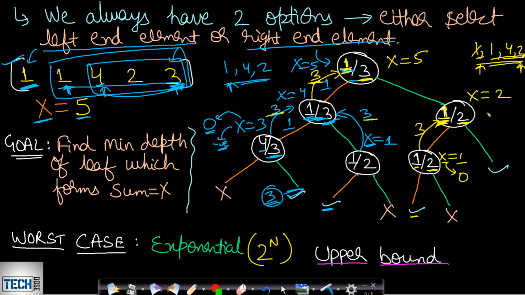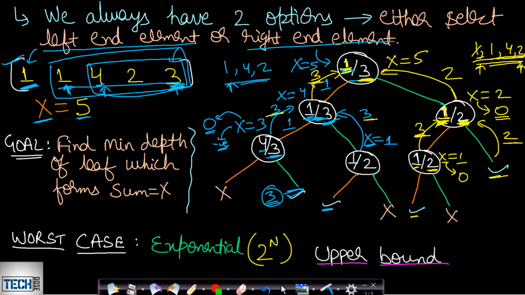Okay. So our array is 1, 1, 4, 2. Now if we select this 2, then our x value will again reduce to 0. So it is possible, and here the sequence length is only 2. We selected 3 and we now selected 2. So this will be returning 2 here, and we will be taking the minimum of 3 comma 2. So this will be returning 2.